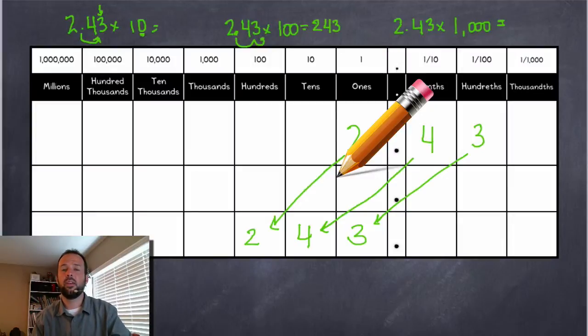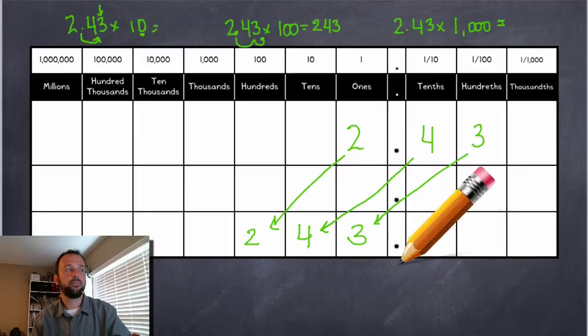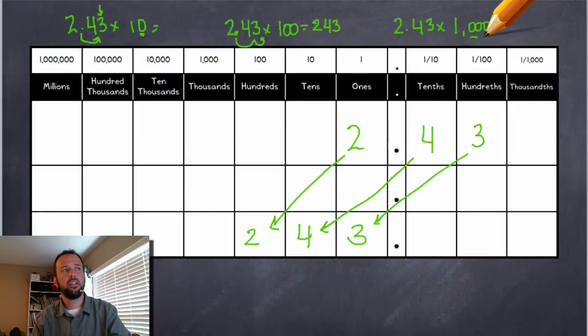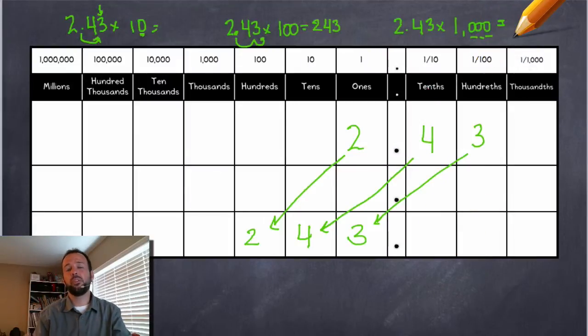I want you guys to try out the last one on your own, and then when you're ready, click continue, and we'll look at it together. All right, since I'm multiplying by 1,000, 1, 2, 3 zeros in this number, this means we're going to move everything over 3 spots, right?